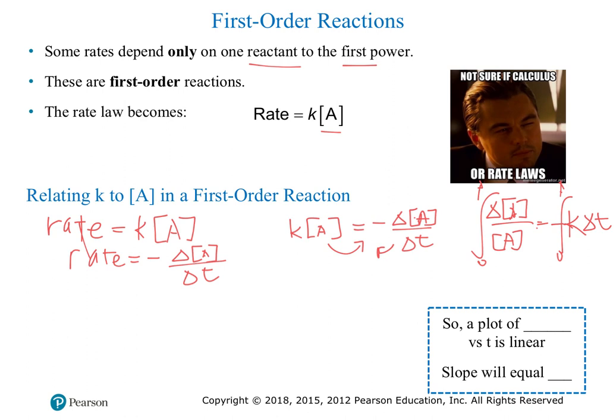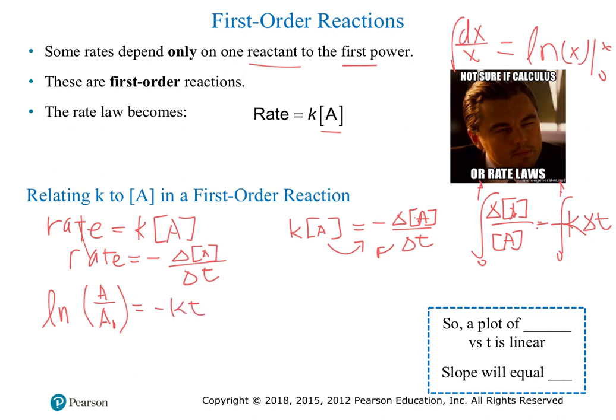When we integrate something that looks like dx over x, that gives us the natural log of x from your initial to your final point. So we get the natural log of A, the concentration of A, over A naught. I'm not going to write "concentration" just for the sake of writing. And that's equal to negative kt. We can rearrange this to get rid of a division within a natural log. That's the same thing as a subtraction.